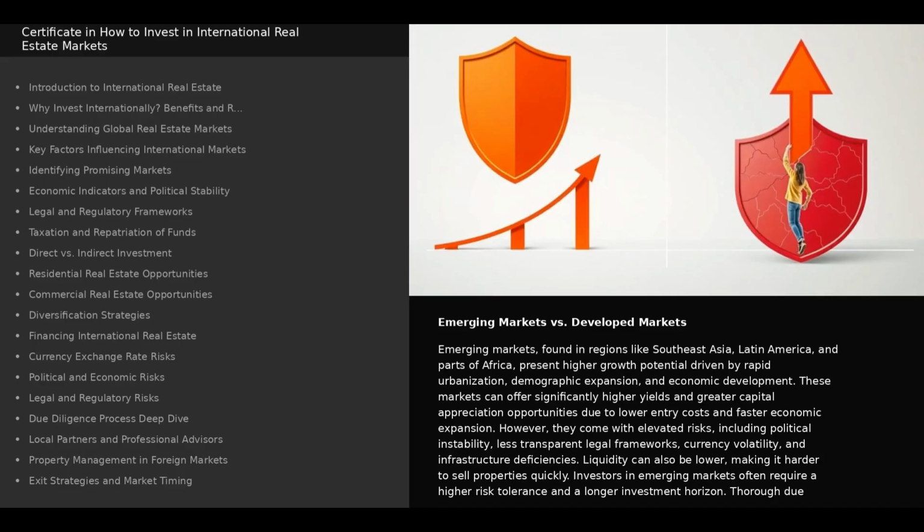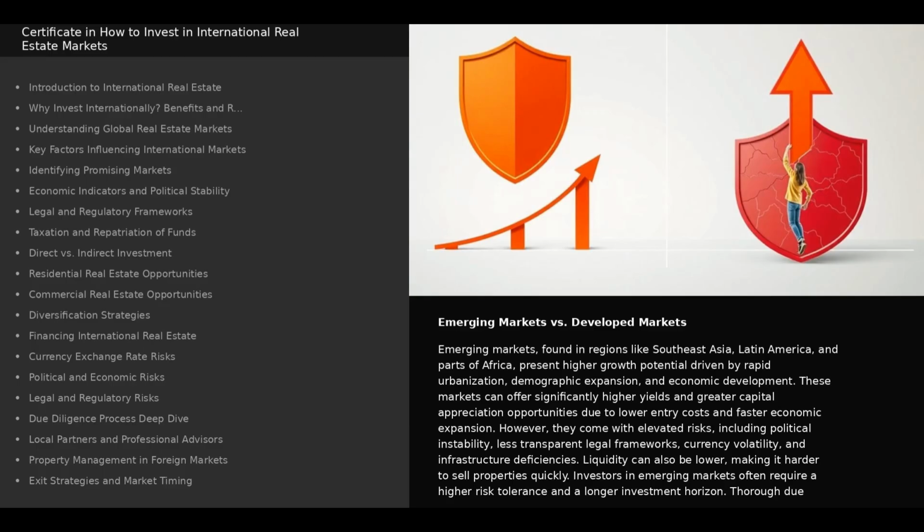Emerging markets, found in regions like Southeast Asia, Latin America, and parts of Africa, present higher growth potential driven by rapid urbanization, demographic expansion, and economic development. These markets can offer significantly higher yields and greater capital appreciation opportunities due to lower entry costs and faster economic expansion. However, they come with elevated risks, including political instability, less transparent legal frameworks, currency volatility, and infrastructure deficiencies.